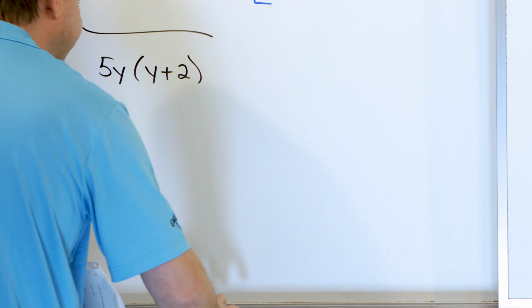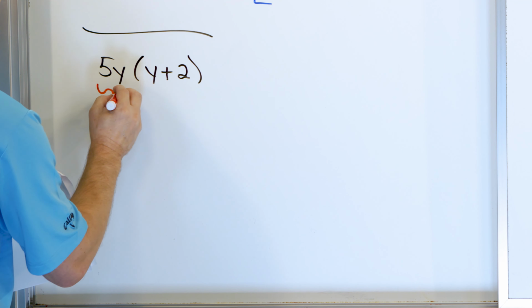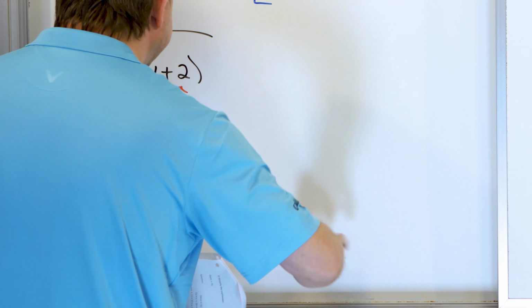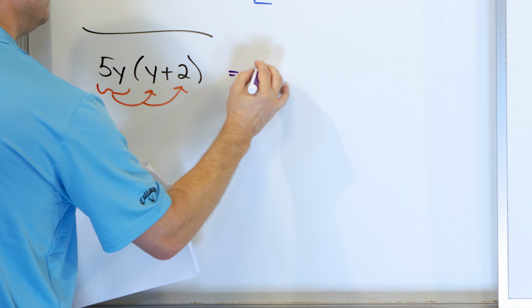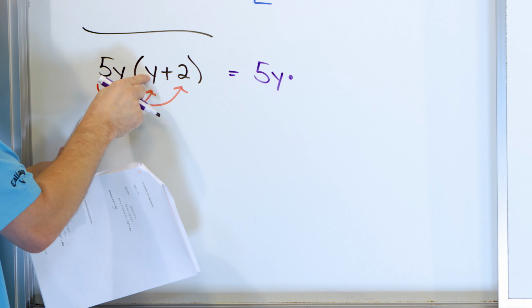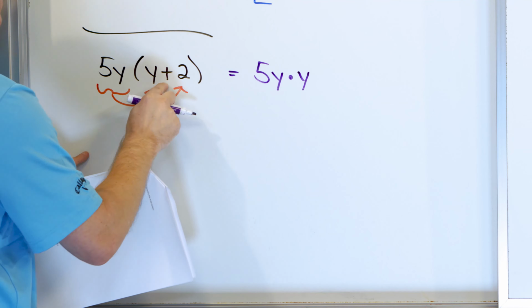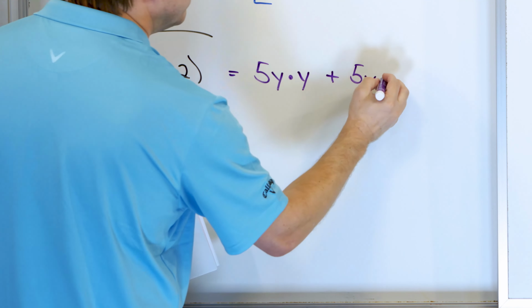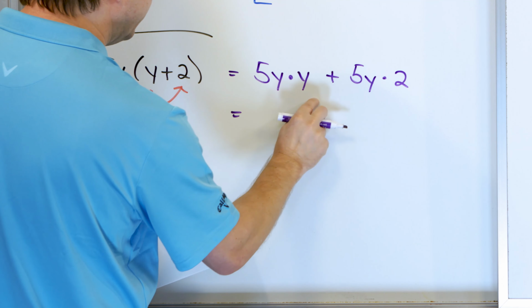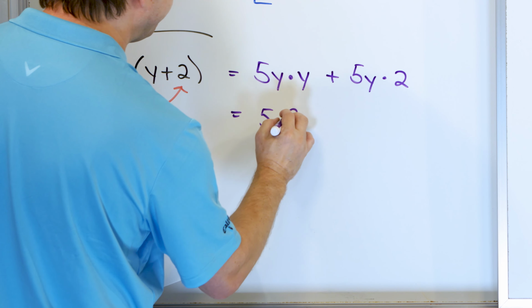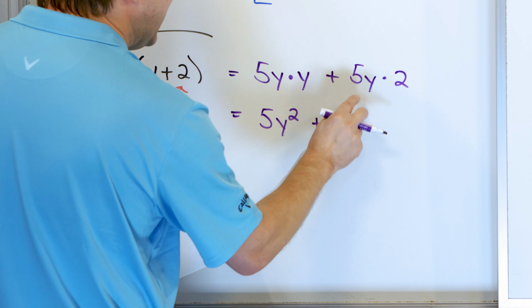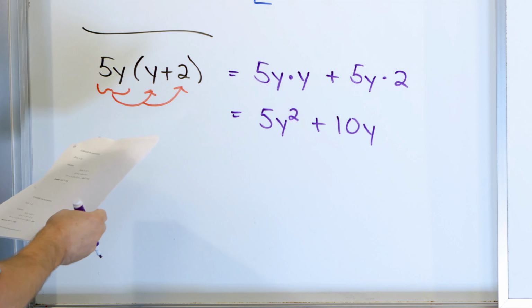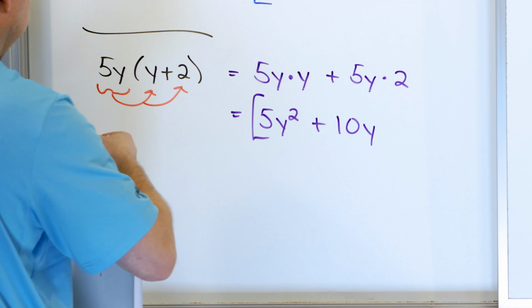All right, so this whole thing that's sitting on the outside gets multiplied times each little interior term like this. So what do I have here? I have 5 times y multiplied by y, but it's linked with a plus sign, and then I have the 5y on the outside getting distributed in times 2. Now what do we do here? This is just going to be 5y squared. Y times y is y squared. And then 5 times 2, we always multiply the numbers and get 10y. 5y squared plus 10y, and this is the correct answer.